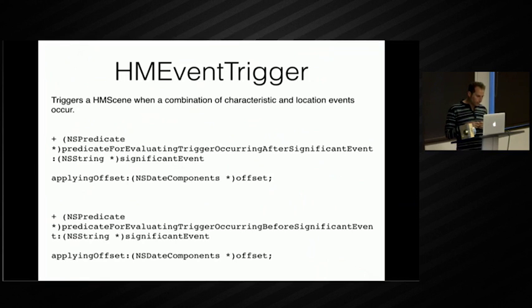This one on the bottom is a predicate for evaluating a trigger occurring before a significant event. The events that are supported are sunrise and sunset. So you can have something happen like 20 minutes after sunset or 10 minutes before sunrise. You can combine it with other things, like only if I'm home and the sun rises do I turn on the lights or do I feed the cat or something like that.